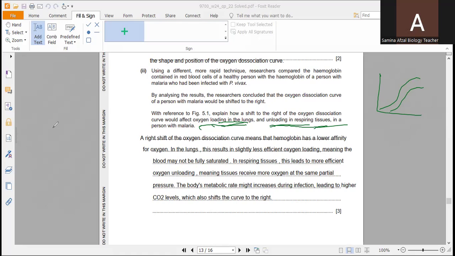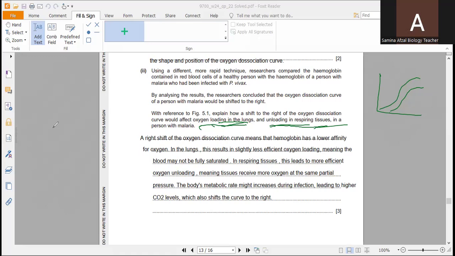The body's metabolic rate might increase during infection, leading to higher carbon dioxide levels, which also shifts the curve to the right. And the person who is suffering with malaria has, you can say, less oxygen present in his blood. So in this way, it will also shift to the right.